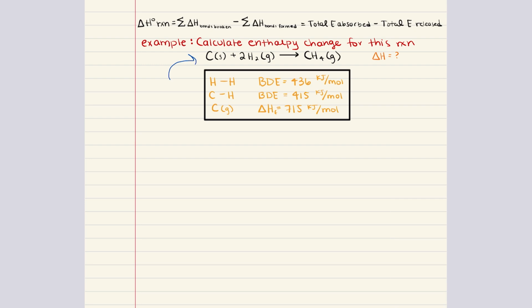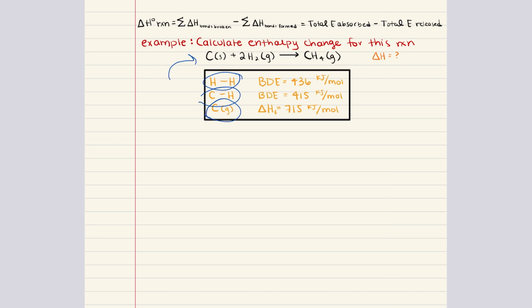We're given the bond dissociation energy of a hydrogen-hydrogen bond, which is equal to 436 kilojoules per mole. We're also given the bond dissociation energy of a carbon-hydrogen bond, which is equal to 415 kilojoules per mole. We are also given the enthalpy of formation for gaseous carbon, which is equal to 715 kilojoules per mole. Now, to find the enthalpy change for this target reaction, we're going to have to use the bond dissociation energies and the enthalpy of formation.